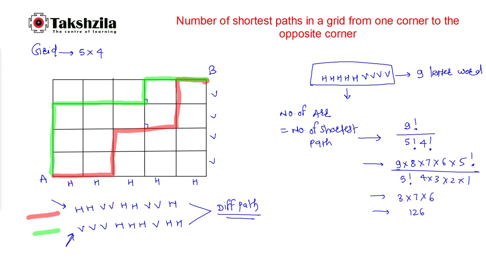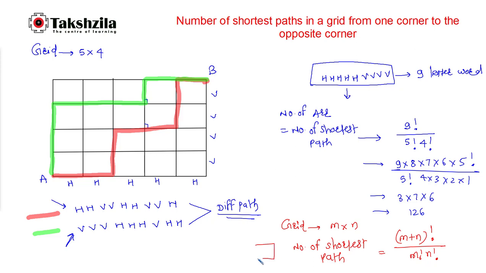Over here there is a direct formula as well. If the grid is of dimension m by n, then the number of shortest paths from one corner to the opposite corner is equal to (m plus n) factorial divided by m factorial into n factorial. This is the formula to find the number of shortest paths along the grid from one corner to the opposite corner.